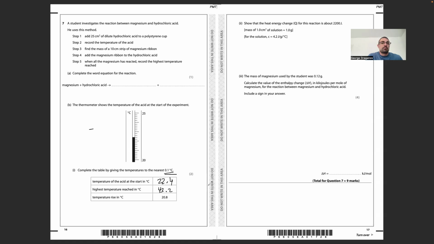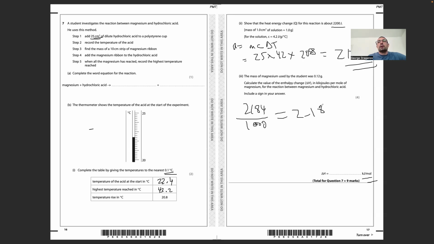Okay, so that's the answer there. Show that the heat energy change is around this. Now, this is our chance to use our formula. Q equals mc delta T. M is mass of solution, which is 25. So 25 times C, which is given to us as 4.2, times temperature rise, which is 20.8. Now, if you multiply these numbers together, I'll pop into my calculator, 25 times 4.2 times 20.8, I get an answer of 2184 joules, which is approximately 2,200. The next step, I don't know why it's 4 marks, they just want it in kilojoules per mole. So what you do is you divide that by 1,000 first to get it into kilojoules. So you get 2.184 kilojoules.